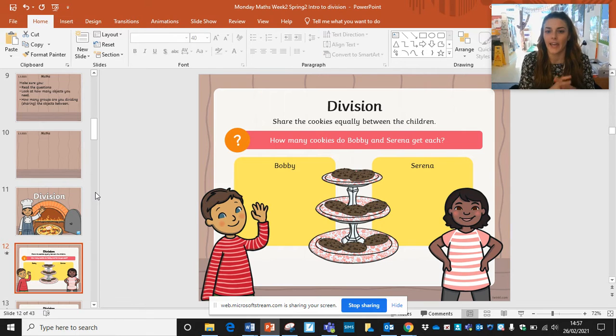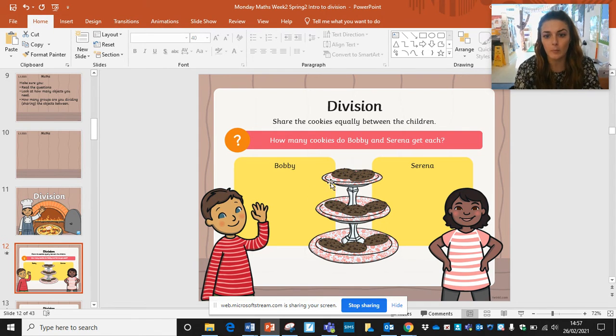So here it says, share the cookies equally between the children, okay? So first of all, we need to know how many cookies. So we need to count how many cookies, and then we need to think about how many we're sharing between. So first of all, share the cookies equally between the children. What is the question asking us? How many cookies do Bobby and Serena get each? So how many cookies? So our first thing we need to do is count how many cookies. Okay, so I'll give you some time to do that. We'll pause here and then we'll do it together.